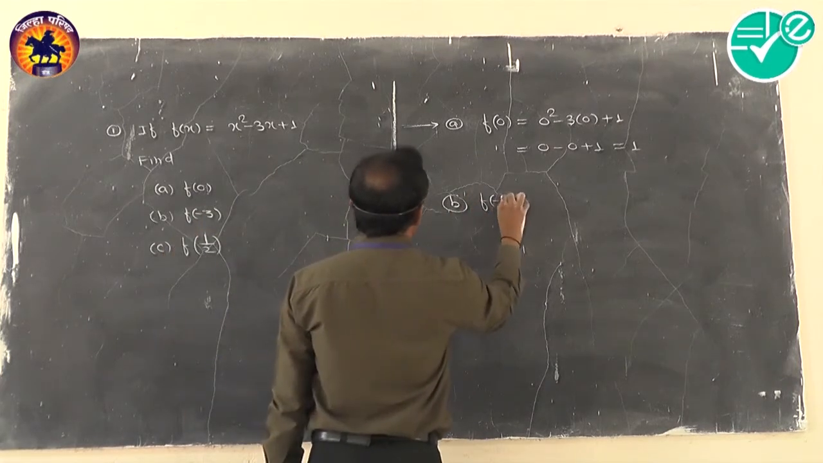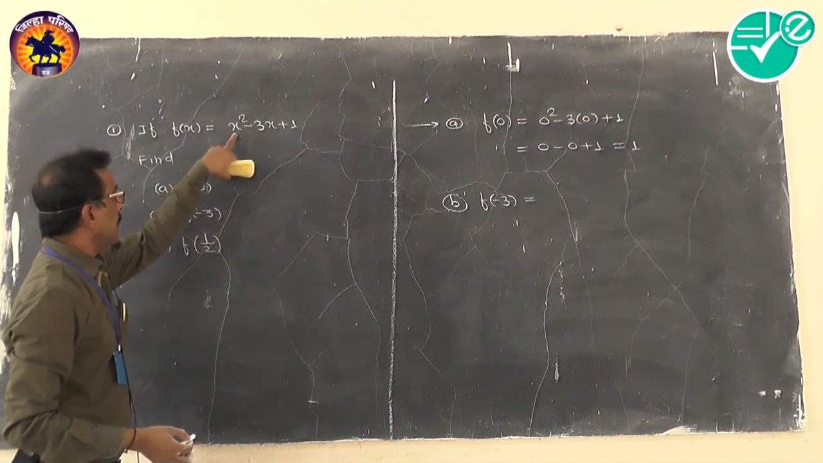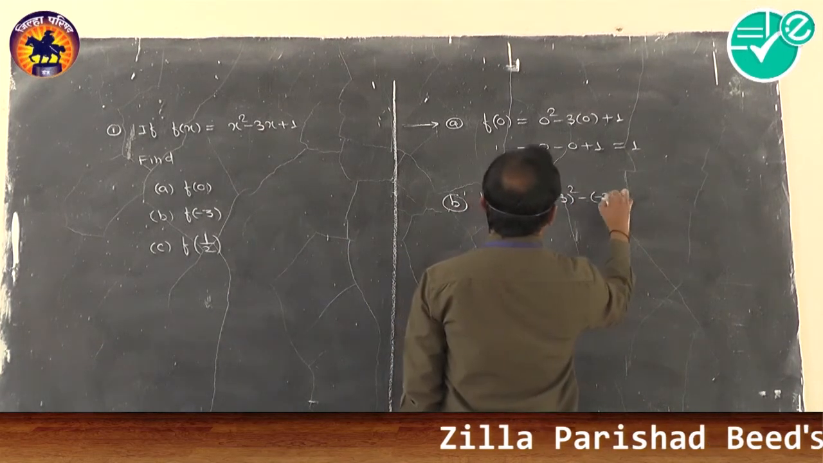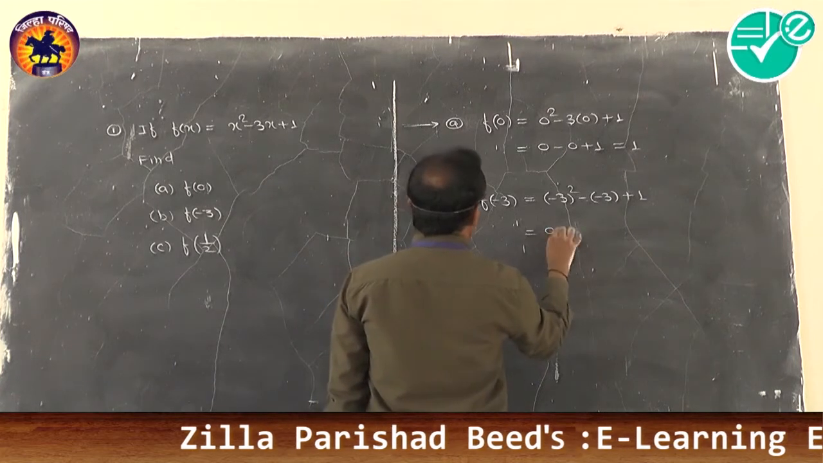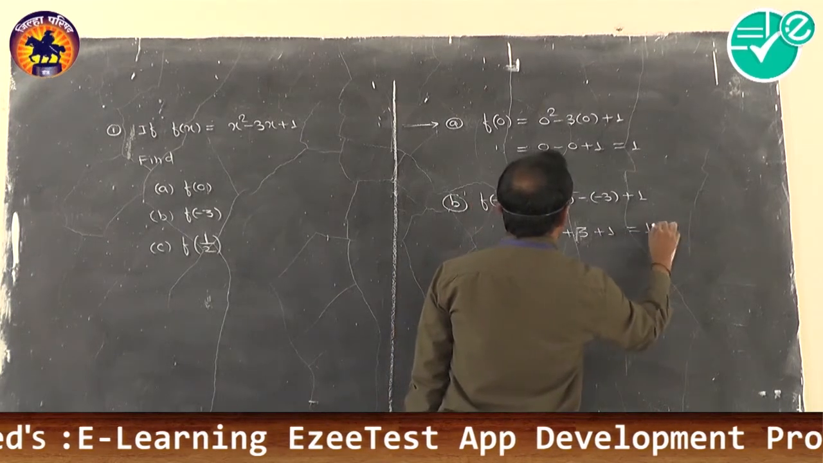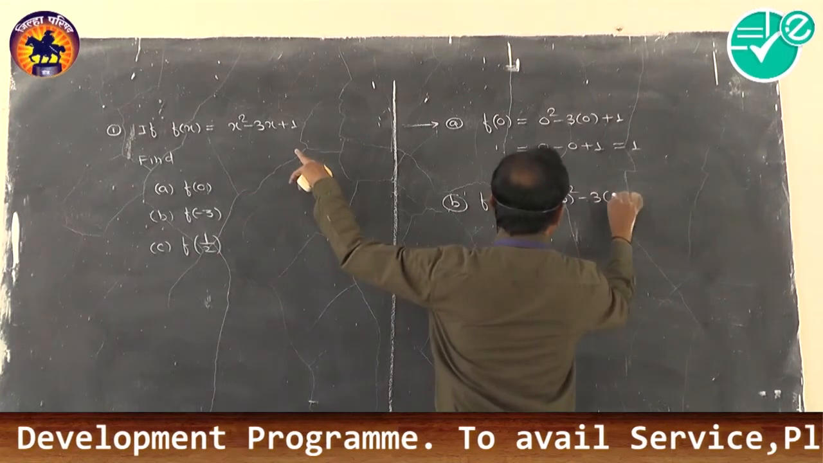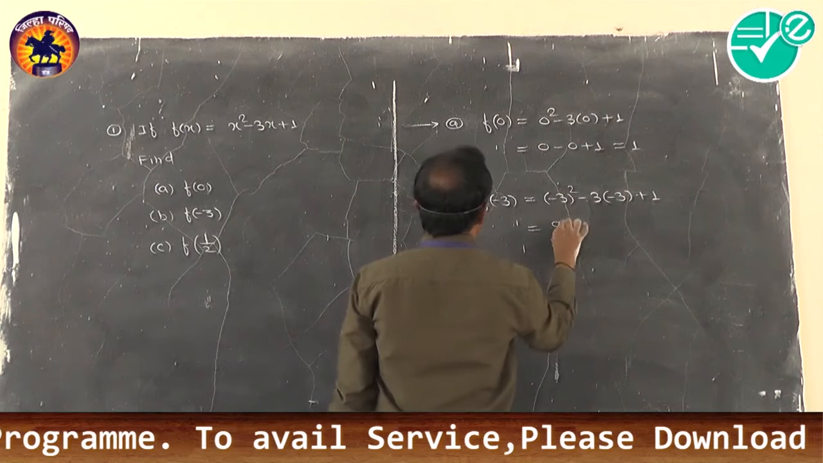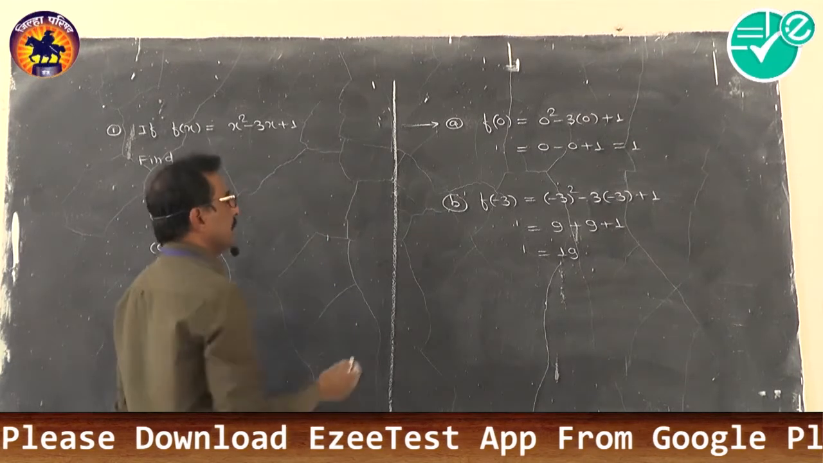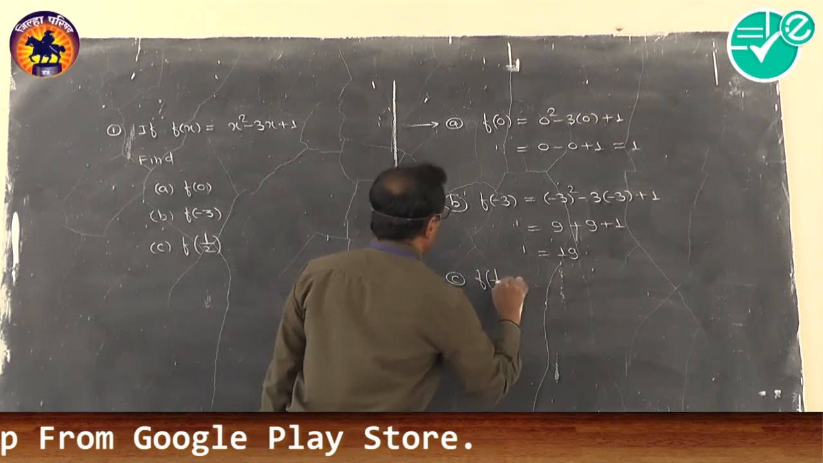Now coming to B bit. B bit is f of minus 3, means x is replaced by minus 3. So it is minus 3 square minus 3 times minus 3 plus 1. Minus 3 square means 9, minus minus becomes plus 3x, x replaced by minus 3, plus 1, means we have 9 plus 9 plus 1, and it comes out to be 19.